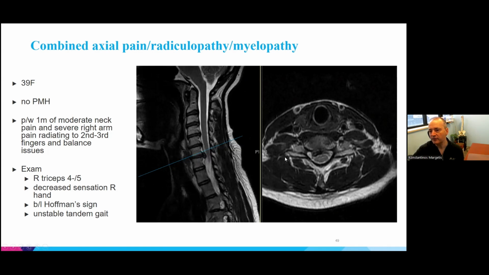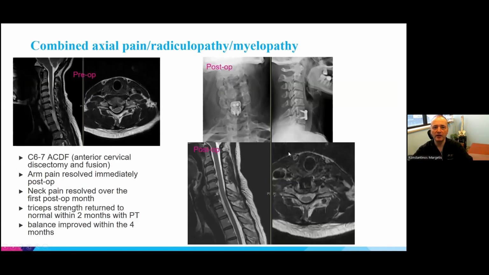And on the axial view, remember, this is the right side, this is the left side. The disc herniation is worse on the right side. So that's why she had right arm pain. She also had weakness of the triceps. Her gait was also impaired, and that has to do with the spinal cord compression, not the nerve compression.